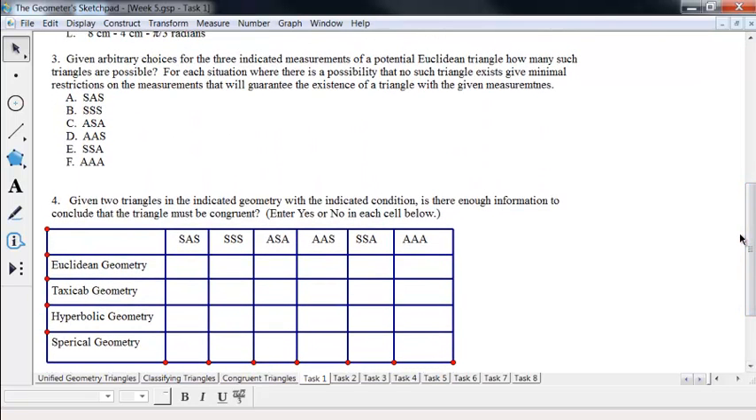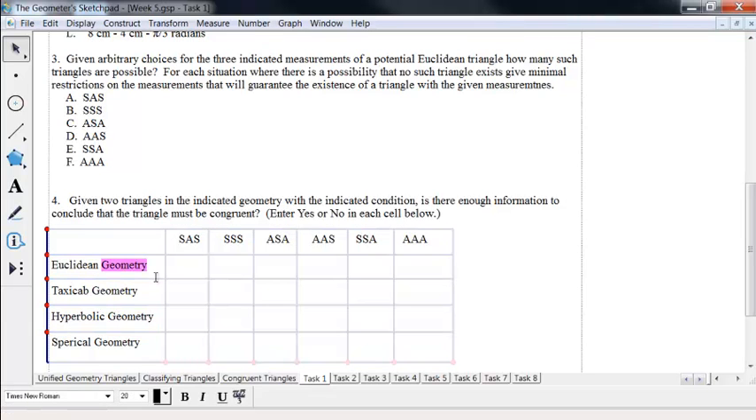And number 4 now is taking the other perspective, where we have 2 triangles in the indicated geometry. And the question is, if you're given these conditions, is there enough to guarantee the congruence of the triangles? And just type in a yes or no in the cells. Of course, this is not a real table like you have in Word, but you can click on here and go across here, and type no or yes, whichever is appropriate.